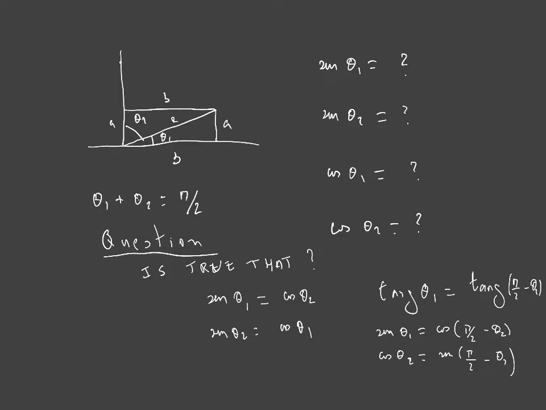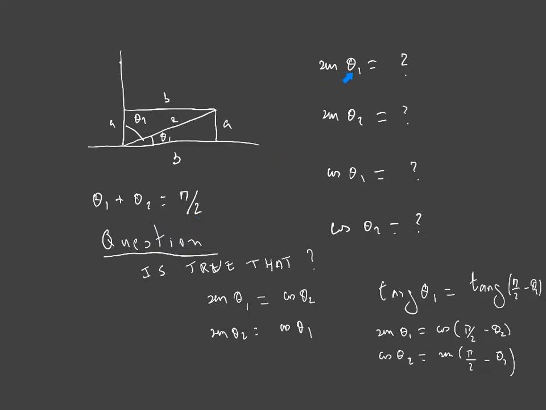Suppose that you have a triangle like this one, and this triangle has the lengths A here and B here. And the same triangle up here has the same length A and the same length B as the other triangle down there. So the angle here is theta 1 and the angle here is theta 2. Maybe theta 1 is 30 degrees and theta 2 should be 60, because 60 plus 30 is 90 degrees. So the condition is that theta 1 plus theta 2 is pi over 2.